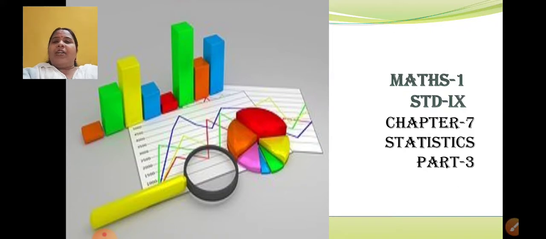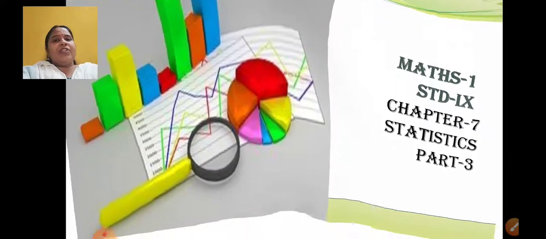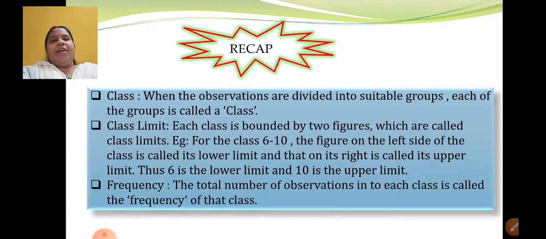Today I'll be continuing with the 7th chapter, that is statistics. In the previous session we have learned few important concepts. Let us quickly have a recap of it. We have learned about class, that is definition of it. When the observations are divided into suitable groups, each of the groups is called as class.